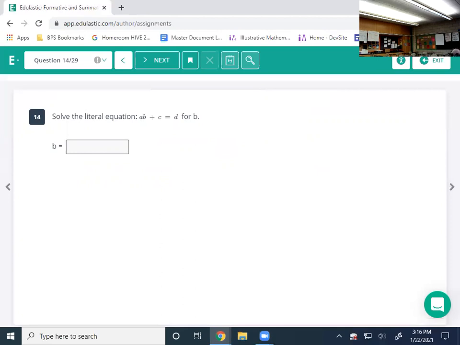Figure out how much the other variables are worth? Are there any numbers that are given to me? No. So we're not going to be able to figure out how much all the other variables are worth. But when it says solve for something, that means we need to get that B by itself. So that means we need to manipulate this equation, A times B plus C is equal to D, so that B is all by itself. So that means I need to get that C over to the right side. I need to get that A over to the right side.